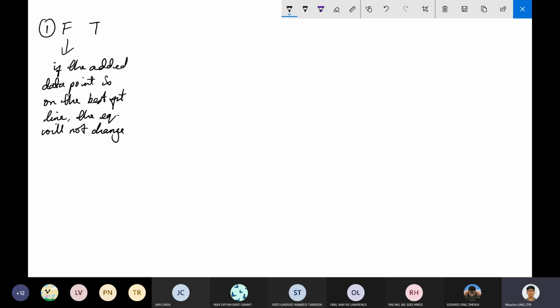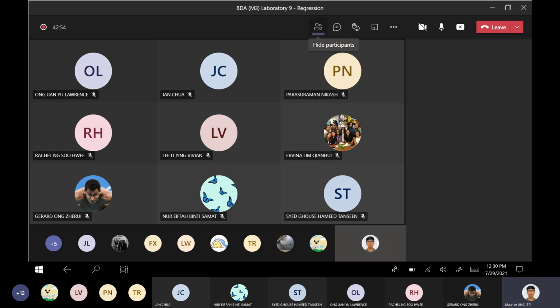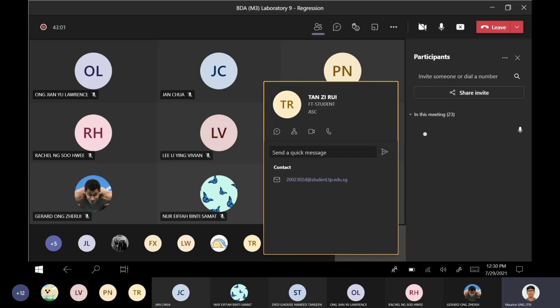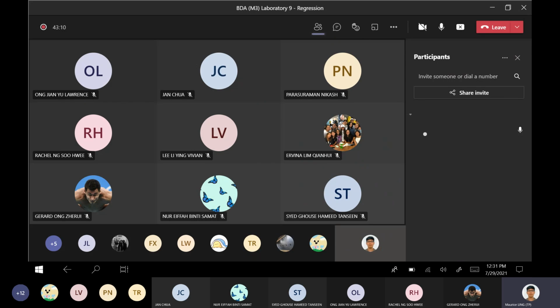Okay. Question C. If the sign of the Pearson's correlation of a data set is negative, then the slope will be negative. True or false? The slope, that means a gradient. Let's try another person. Okay, who is this? Ziray. For C, right? I put true. True. Yeah, it's correct.